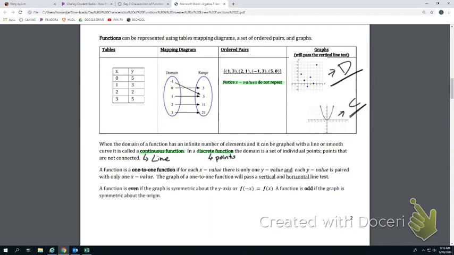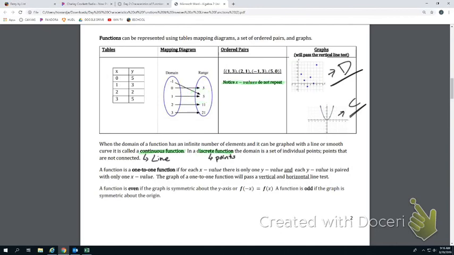Alright, a function is a one-to-one function if for each x value there is only one y value, and each y value there is only one x value. So this is kind of weird, and you'll see it come into play towards the end of the notes today. But if you look up there at the mapping, okay? So let's say, so this would not be a 1-to-1 because this 5 has 2 x values attached to it.